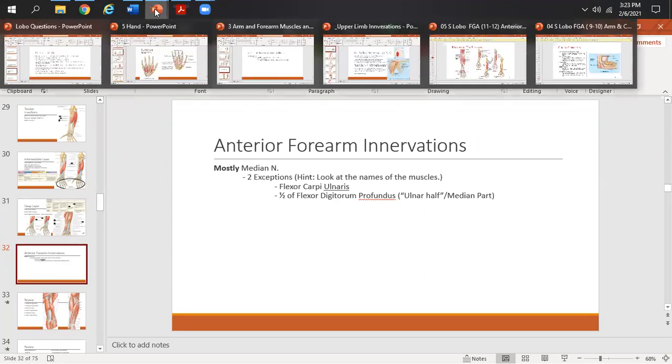So median nerve is all of the muscles in the anterior forearm except for your 1.5, which is flexor carpi ulnaris and the ulnar half of flexor digitorum profundus. And then your thenar eminence in your hand is innervated by median nerve. So that's your 1/2 loaf. Your first and second lumbricals, and then the OAF of the thenar eminence, which is opponens pollicis, abductor pollicis brevis, and flexor pollicis brevis.